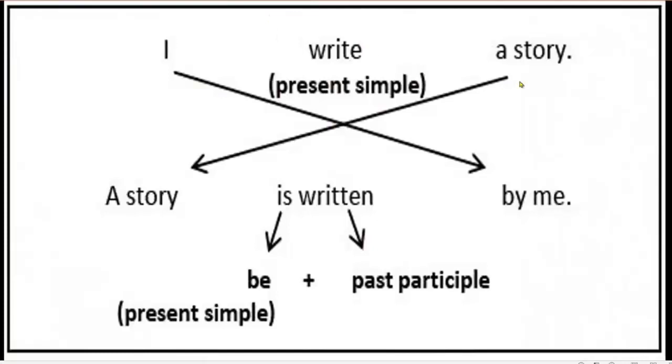I write a story. To change this sentence into passive voice, it will be a story is, okay, the third form of the verb write is written. Okay, a story is written by me.